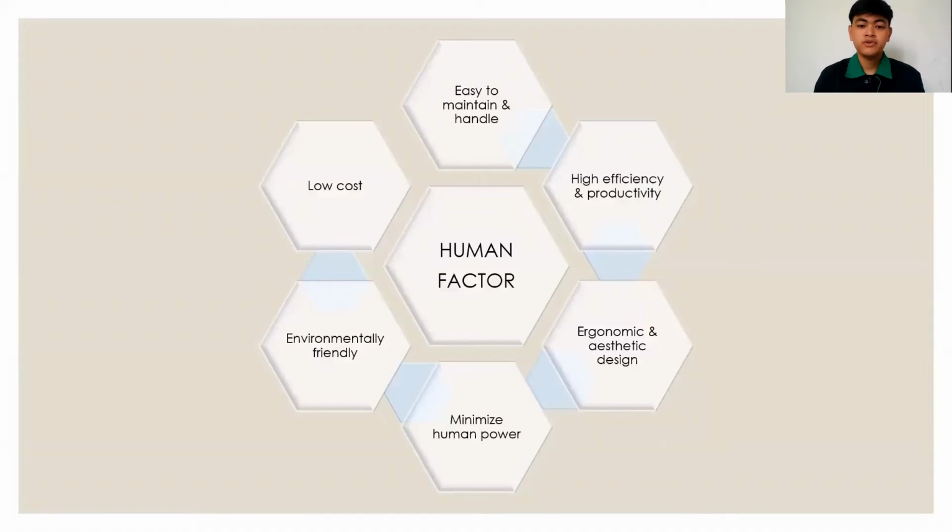Okay, for the first one, easy to maintain and handle, so everyone can use it anytime and anywhere. Number 2, high efficiency and productivity, so it can be operated with high working rate but consume less power. Number 3, ergonomic and aesthetic design. It is because consumers will feel comfortable while using it and it can attract more aesthetic buyers. Number 4, minimize human power. Number 5, environmentally friendly, so it can help to reduce global harms. Finally, low cost. It is because everyone can afford it.